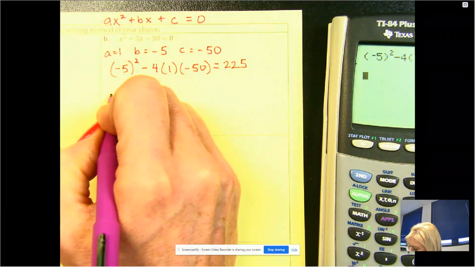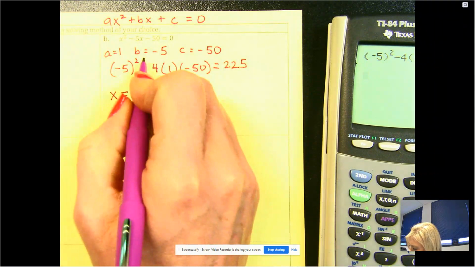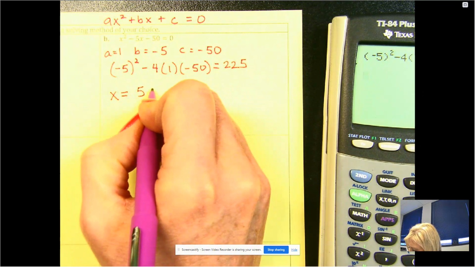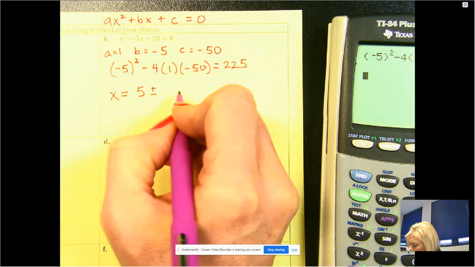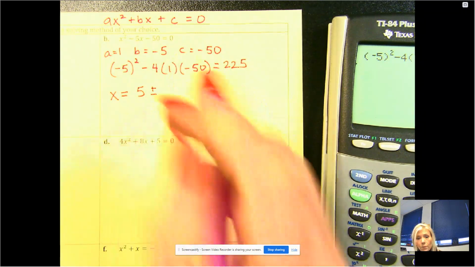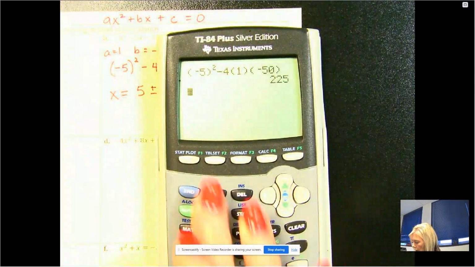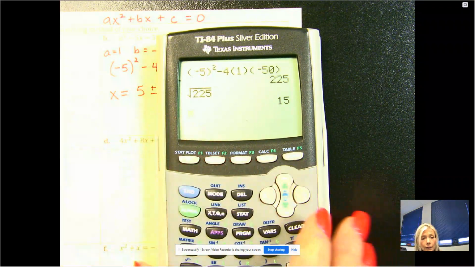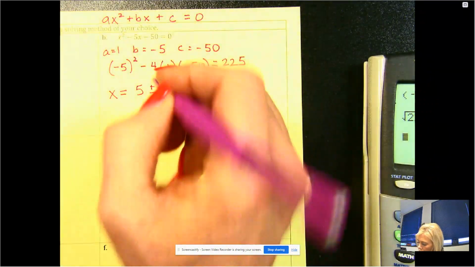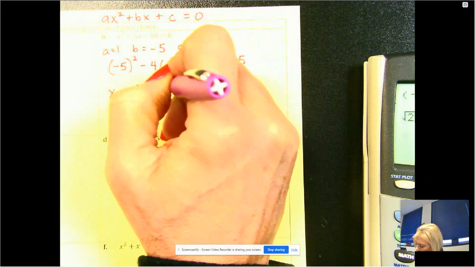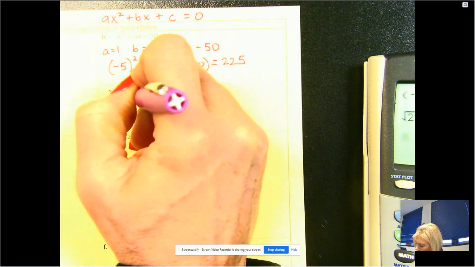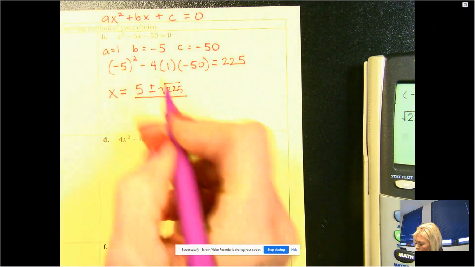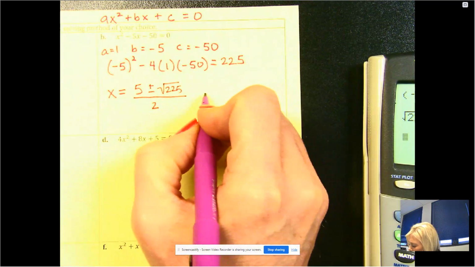So I'm going to set up the rest of the quadratic formula. X equals -b. -5 is 5. The square root of 225, always check to see if it's a whole number. It is. So I'm going to write the square root of 225 first. And then just remember that actually equals 15. And then 2a, 2 times 1 is 2.